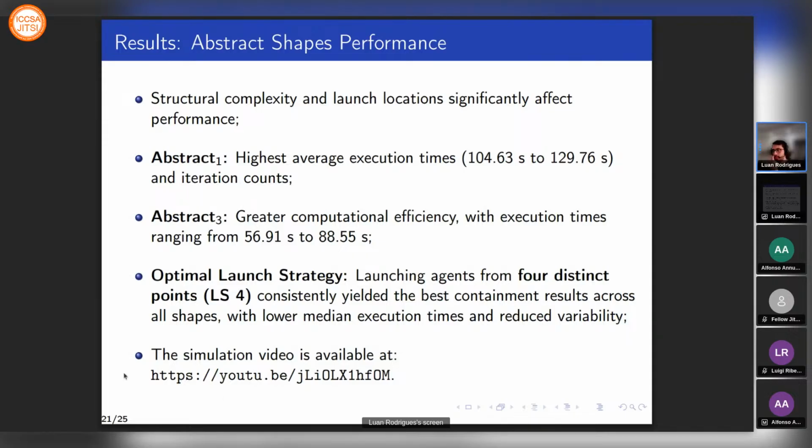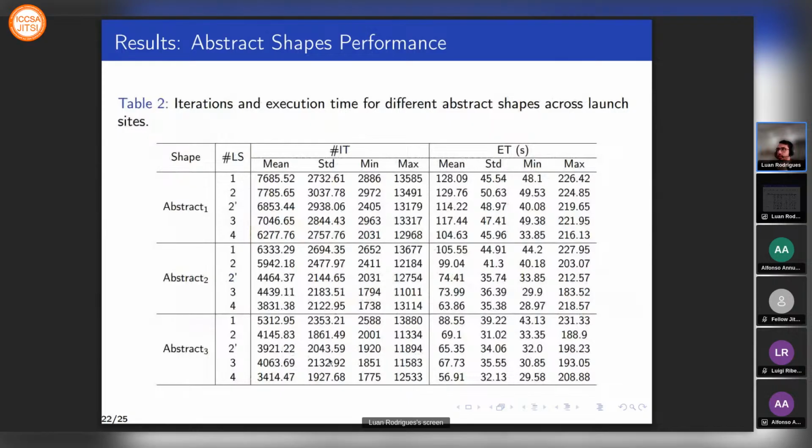We also made some simulation videos. If we have time in the end, I will show you some of them. And also, here are some iterations around the abstract shapes with different launch sites.